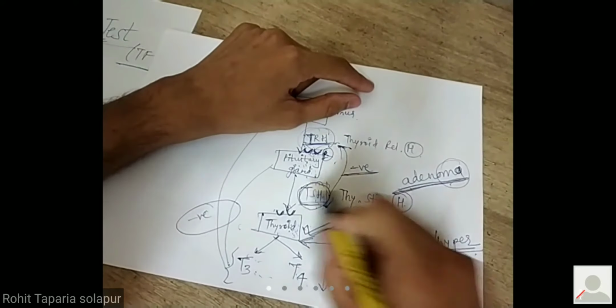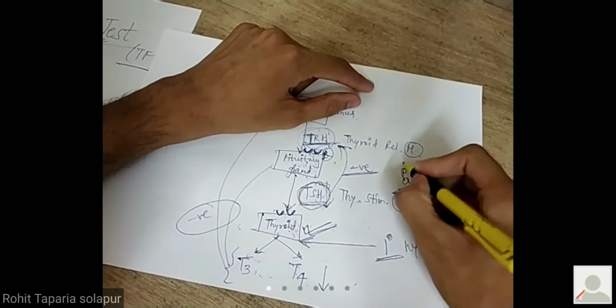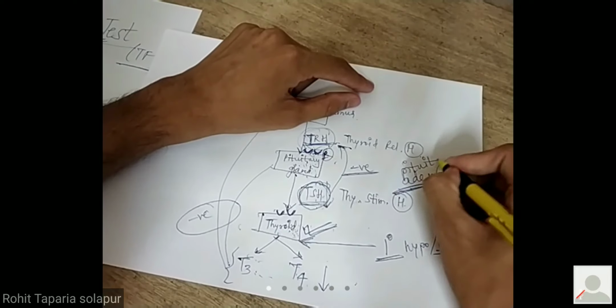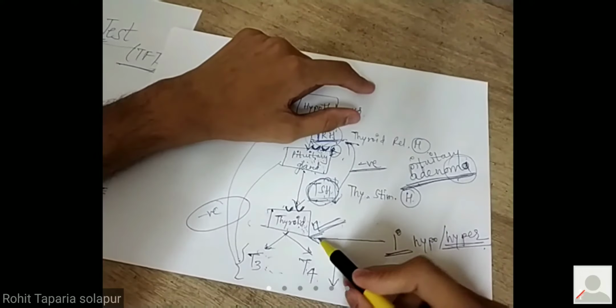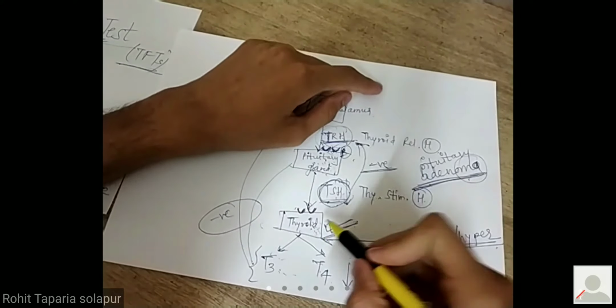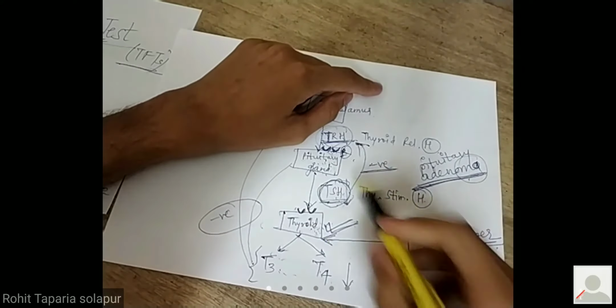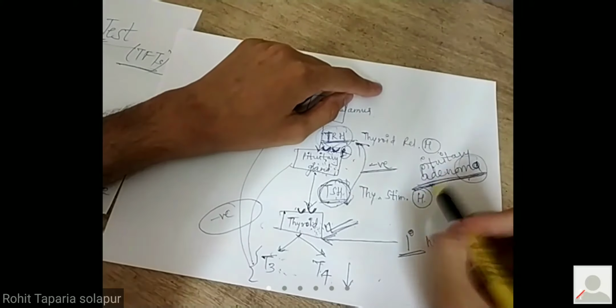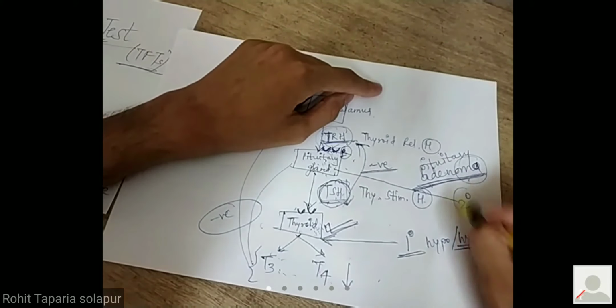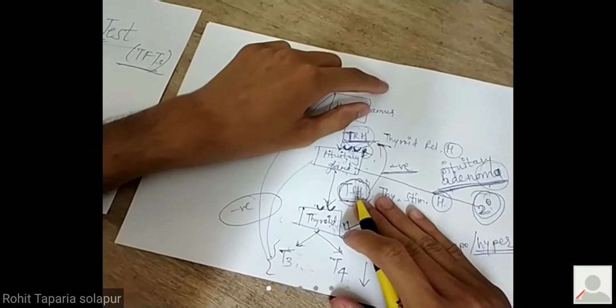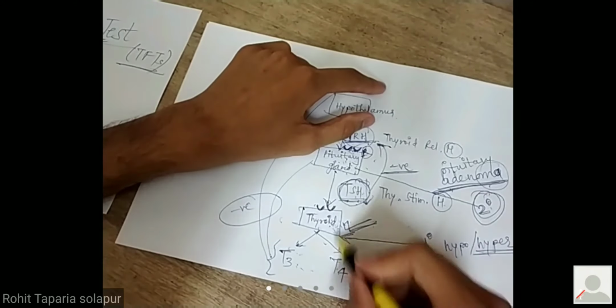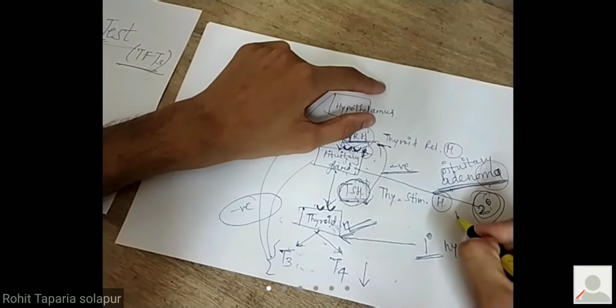Okay. So pituitary adenoma can lead to what? Increased TSH production, and that can lead to increased hyperthyroidism. But that hyperthyroidism will be basically because of what? Pituitary adenoma. So it is secondary. Okay. If TSH production has decreased because of which thyroid is not functioning, then it is secondary hypothyroidism.